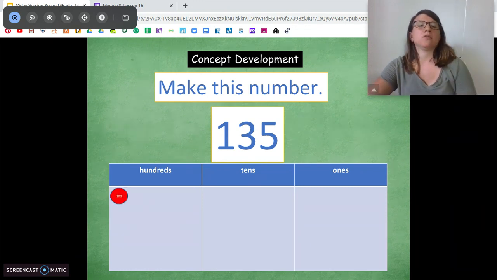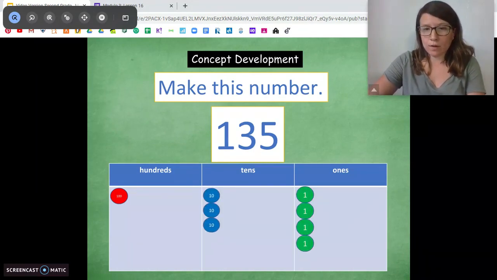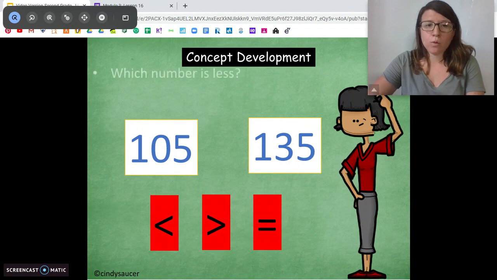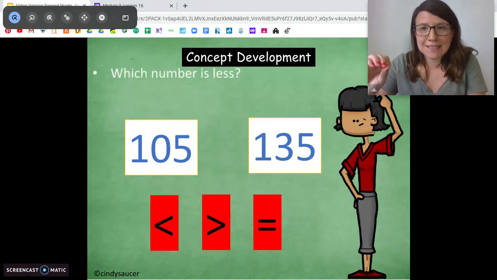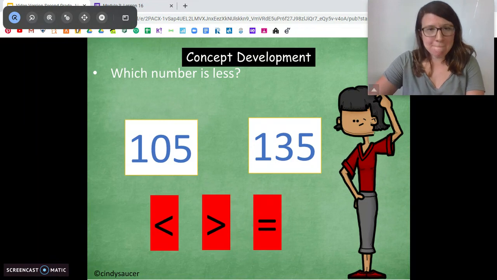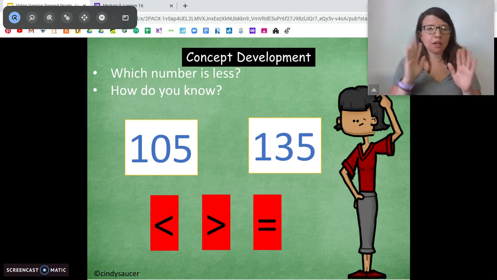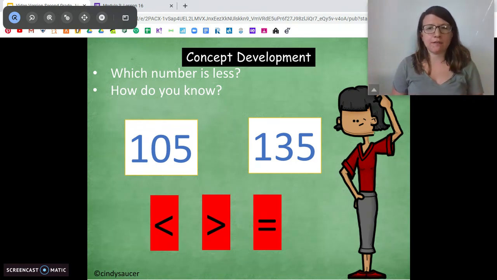Got it? Okay, so this one we have 100, 3 10s, and 5 1s. Now, which number is less? Very good, 105. How do you know that? Look at your place value charts. How do you know 105 is less?